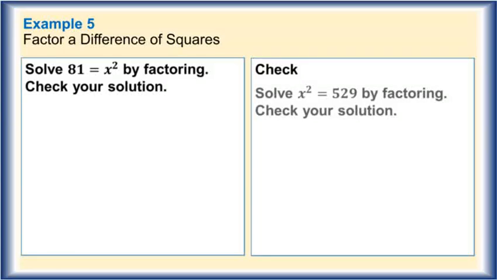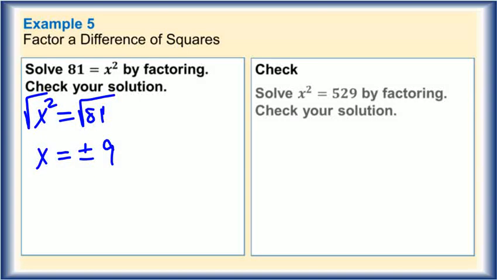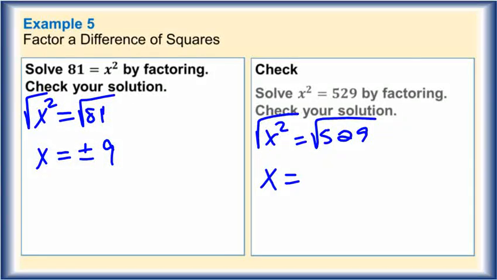So our first example, I have 81 equals x squared. We need to solve by factoring. So I'm going to rewrite this as x squared equals 81. Find the square root to undo a square. I end up with x equaling a positive and negative 9. Our next one, I have x squared equaling 529. Undo a square by finding the square roots. And I have x equaling a positive and a negative, and the square root of 529 gives us 23. So a positive and negative 23.